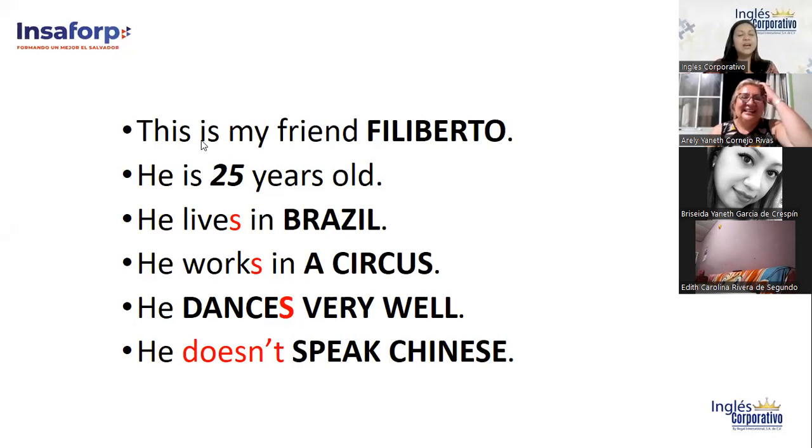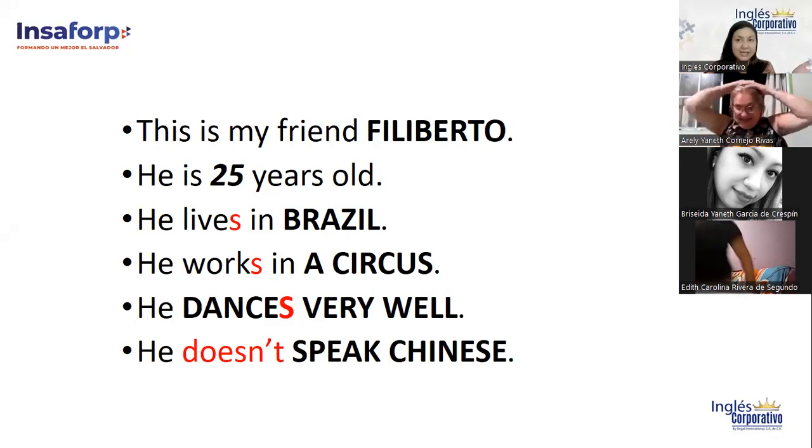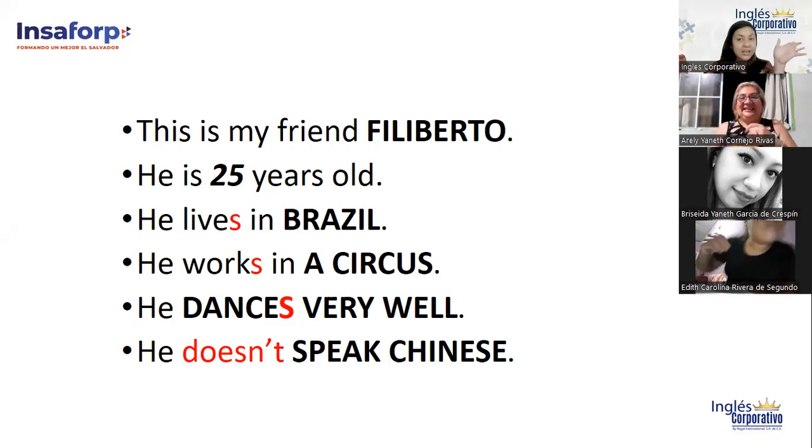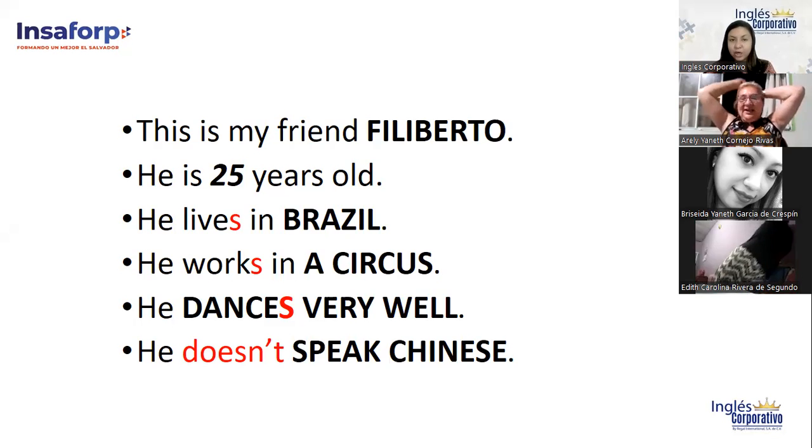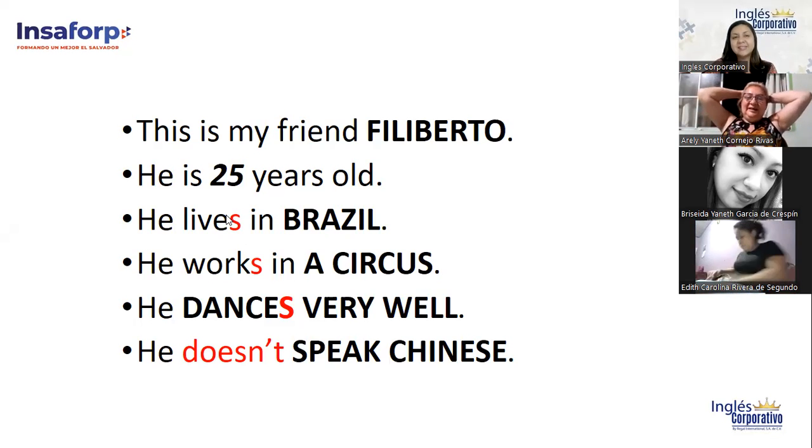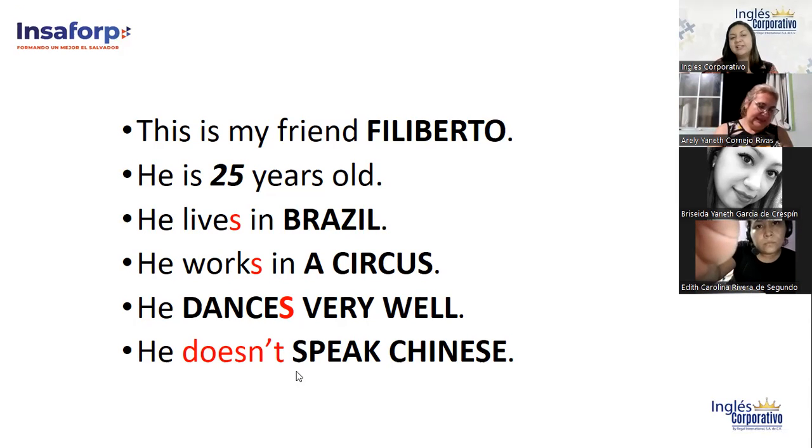Remember, guys, when we talk about a third person, he or she, he a boy, she a girl, or it, objects, a thing, or an animal, we add S to the verb. He lives in San Vicente. He works in the hospital. He dances. He plays. He studies. Or in the negative form, we don't add the S. This is just a review of the previous class.